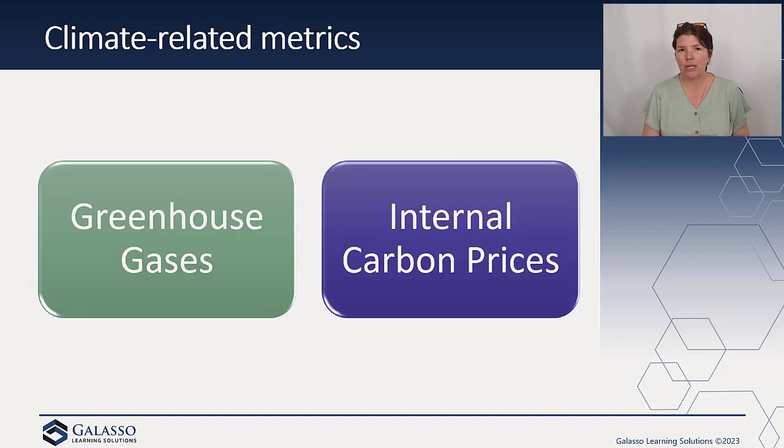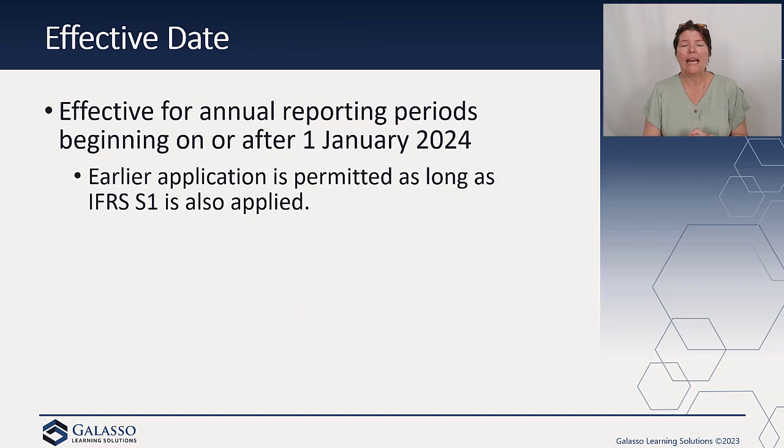And some of the more common ones are greenhouse gases, always. We have the greenhouse gas protocols for this, and this is what the SEC is using for their metrics. And then internal carbon prices, again, as we look to it. So as we think about this, I think this is an interesting area. This would be effective for annual reporting periods beginning on or after January 1st of 2024. So, shortly coming down the pike. You can early adopt so long as you early adopt S1 as well, because again, that's the overall framework.